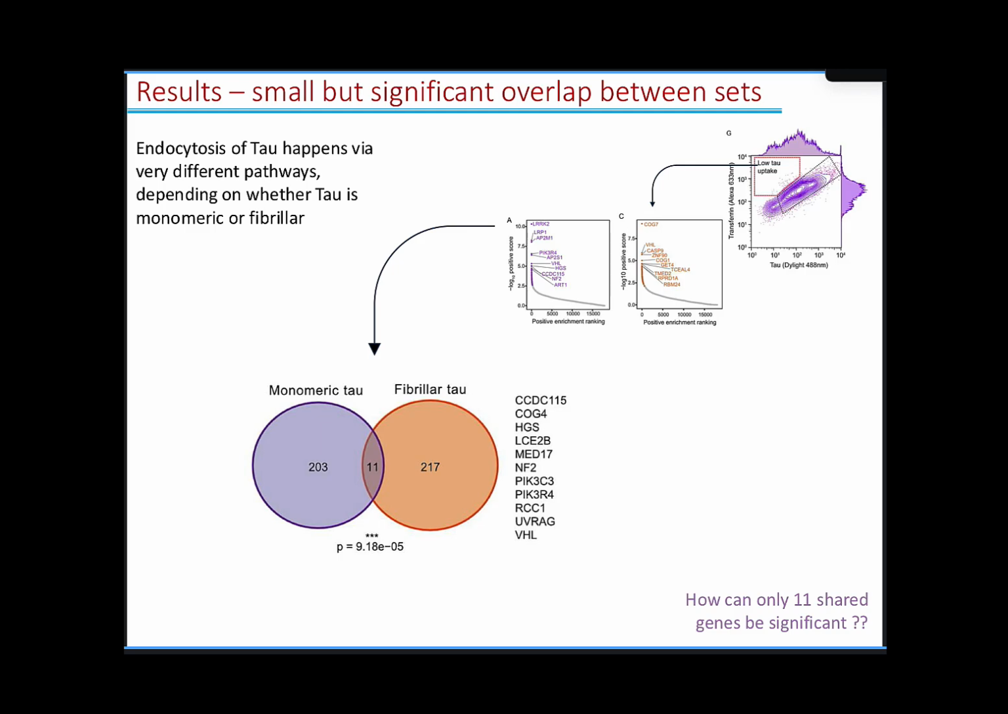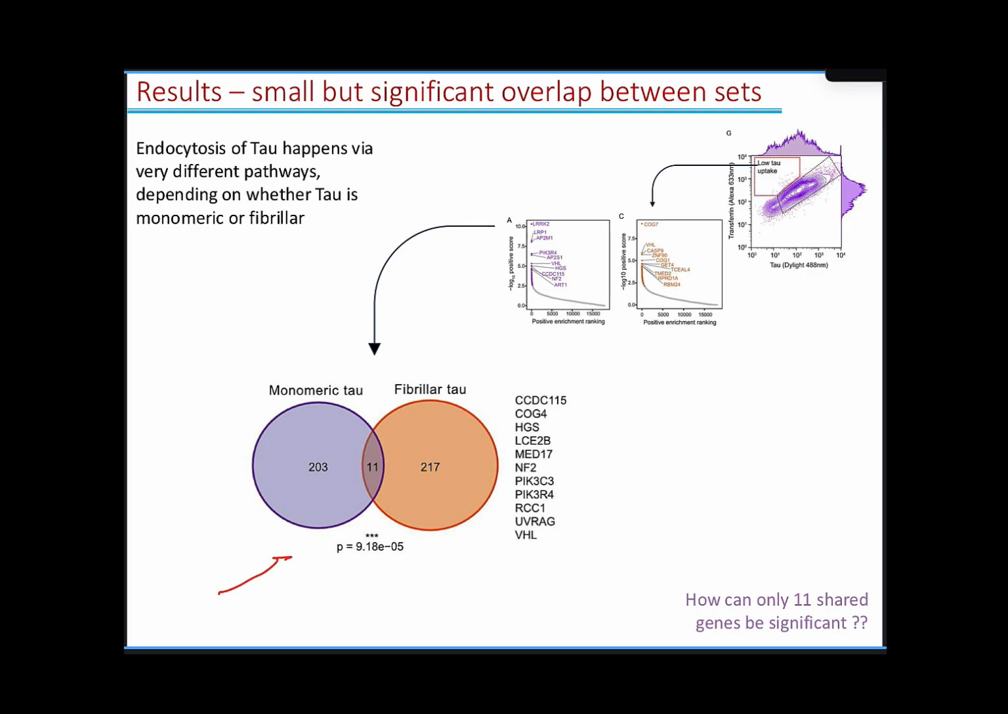But that's a lot of work and a lot of time. In the meantime, what they did is they took a bioinformatics approach, and they basically said, well, the top hits, the ones that we labeled here in these graphs, don't seem to be the same. But what if we look at all 200 plus, from each group? Is there any overlap among the genes that we identified as being important for either taking up monomeric tau or fibrillar tau? And that's what's shown here in this Venn diagram.